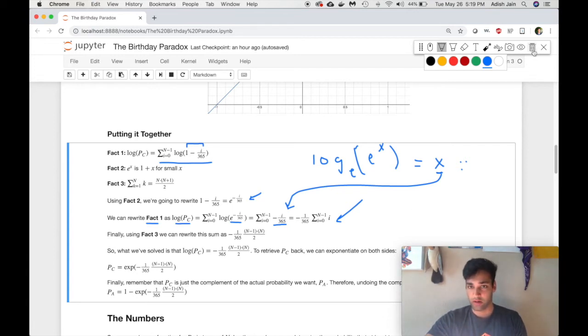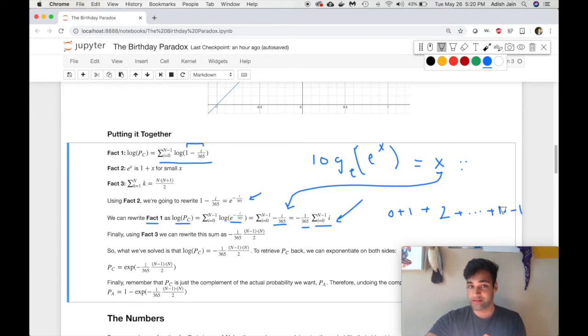So let's do one last little bit of work here, and that's basically just pulling this negative 1 over 365 multiplier out of the sum, because it has nothing to do with I, it doesn't need to be in the sum. And so now all we've really got is just a sum from I equals 0 to n minus 1 of I, okay? So that's basically just 0 plus 1 plus 2 all the way up to n minus 1, where n minus 1, of course, depends on your group size, right?